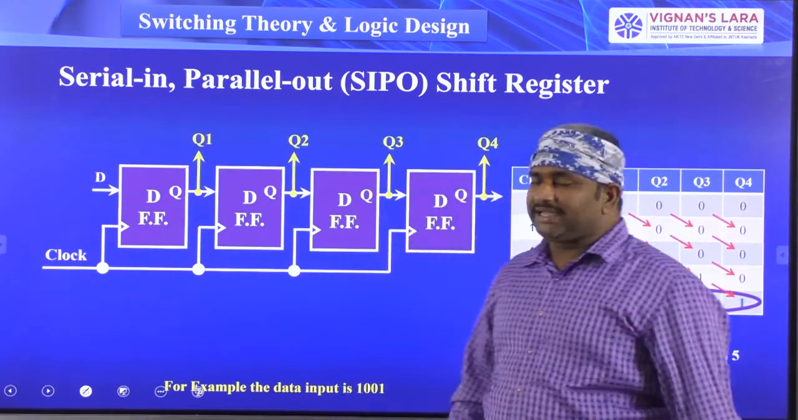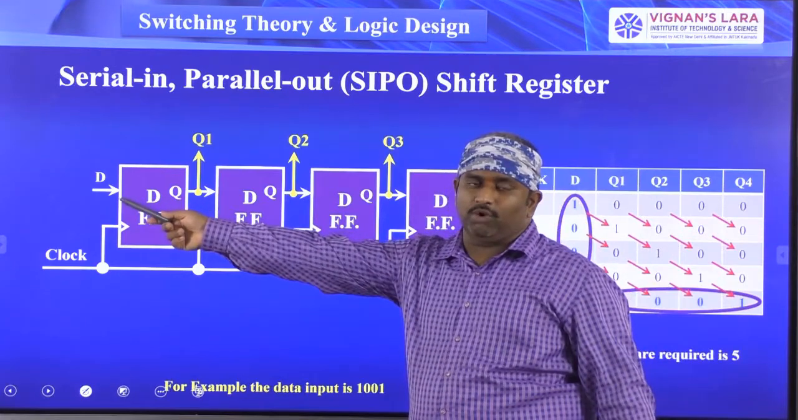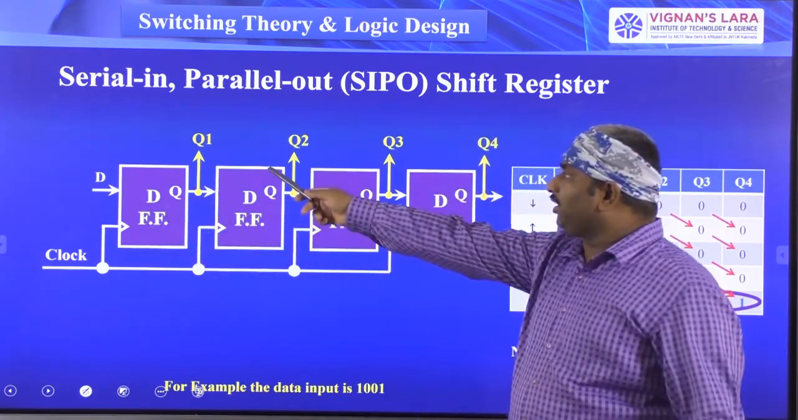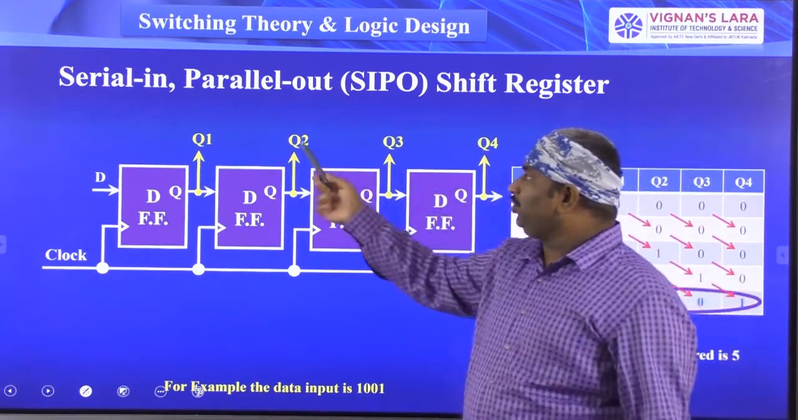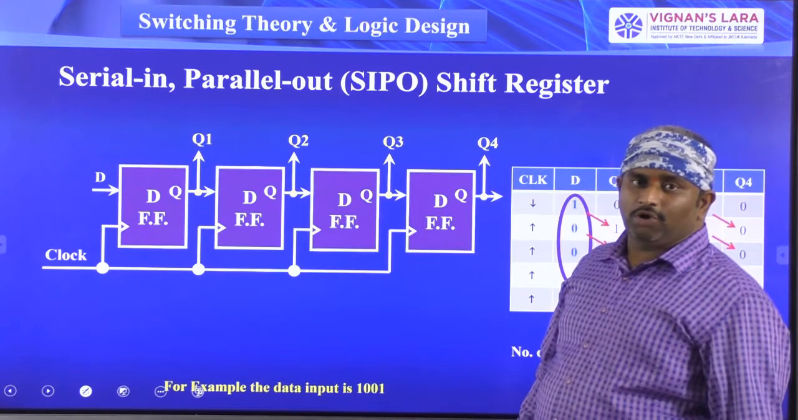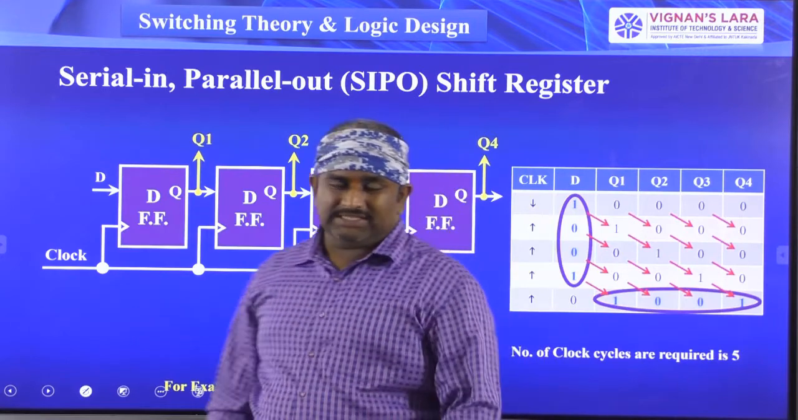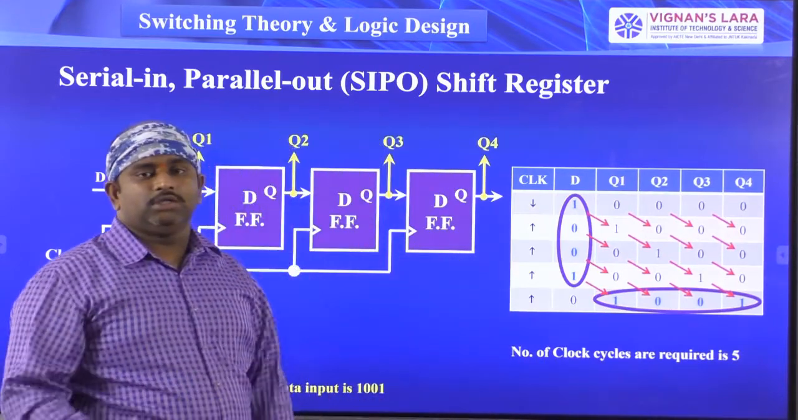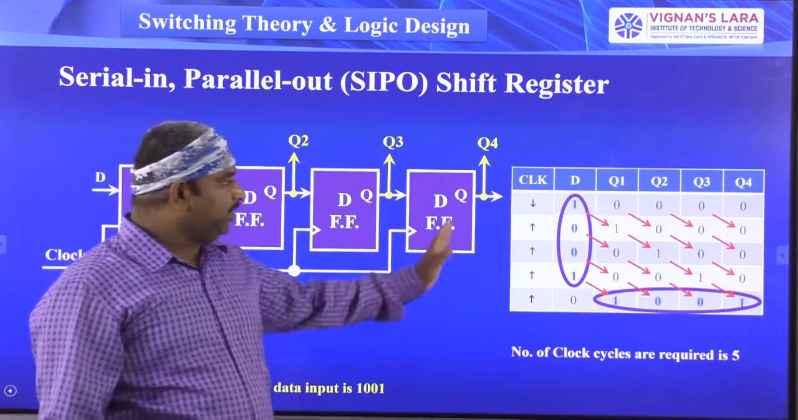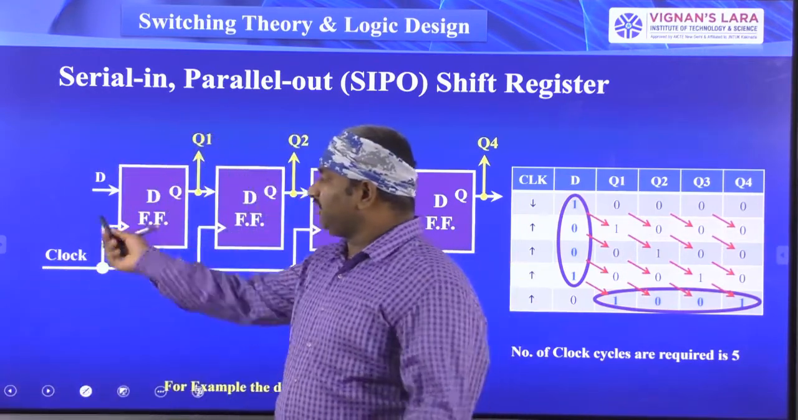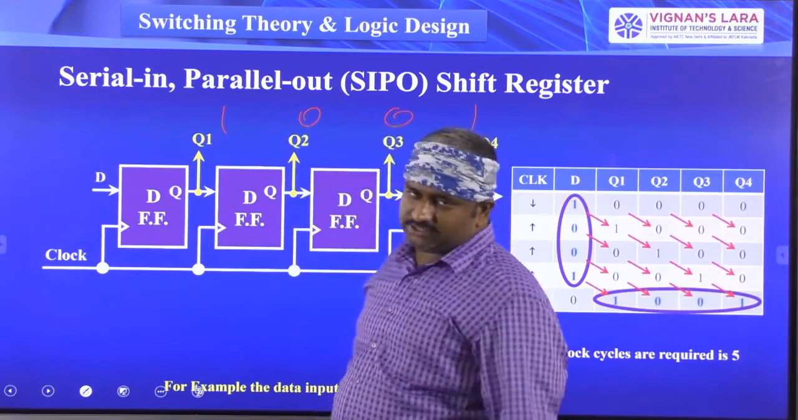Now coming to the connections of the serial input and parallel output configuration. Serial input you are giving only at the first flip-flop input, and you are connecting the 4 outputs parallelly here. So this is Q1, Q2, Q3, Q4. These are the 4 outputs you are collecting the data from. Okay, right. So this is about the serial input parallel output configuration, the SIPO configuration. Serial input is there, and at the time of the fourth clock pulse, I will get the data here, 1001, like this.